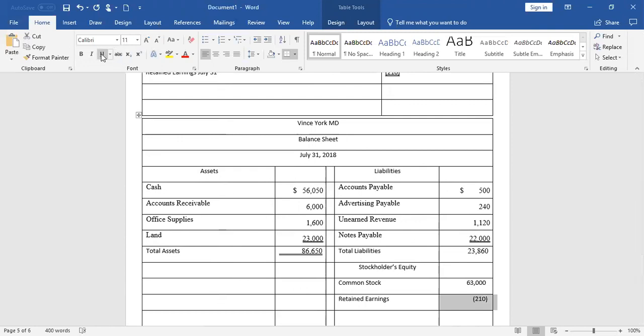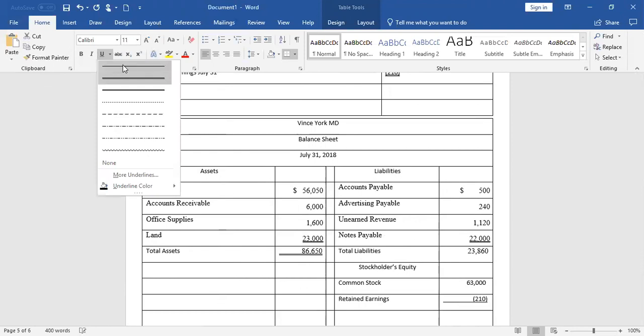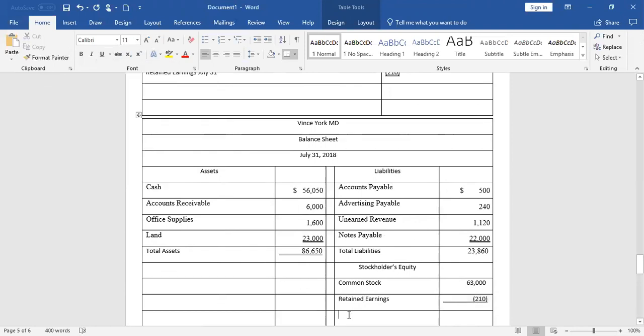Okay, so that should be a single line. We will now take and add those two, well, subtract actually the retained earnings from the common stock and get total stockholders' equity, which will be $62,790.